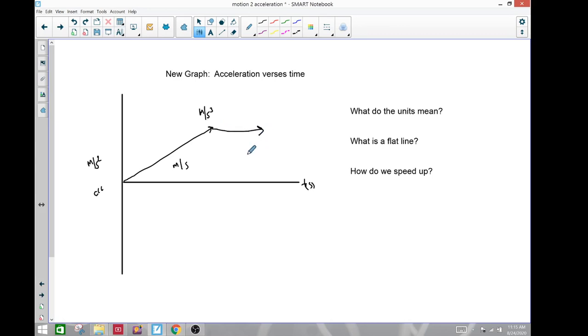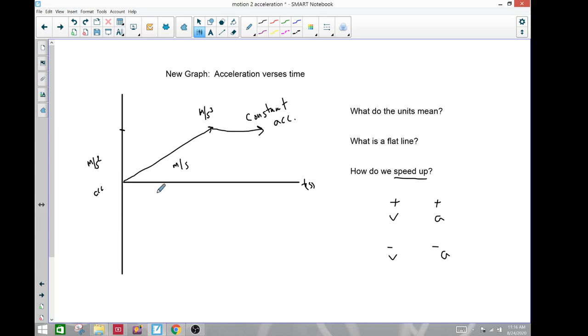What would a flat line be considered? The flat line simply means that my acceleration is not changing. Constant acceleration. How do we speed up? Well, anytime you have any acceleration, you have a change in velocity. To speed up, typically we have a positive velocity with a positive acceleration, or we would need to have a negative velocity with a negative acceleration.